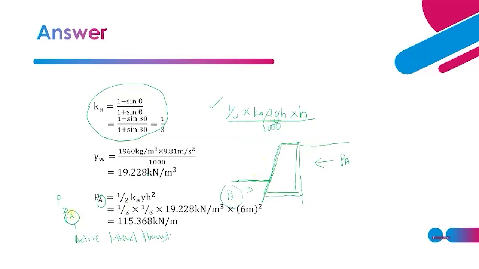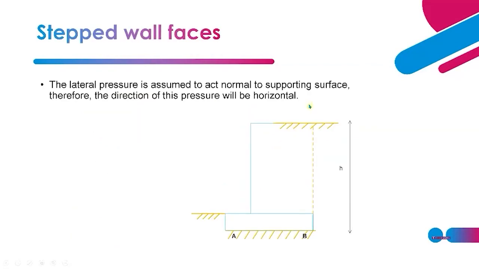Sometimes you nampak itu active kat sini. Normally this is active lah, because we only learn pasal active lateral thrust sahaja. Saya masuk pada step wall faces. So sebenarnya kalau retaining wall you macam ni ke, step dia dekat bahagian yang you retain ya. Kat sini ada retain material. Remember ini A, ini B.